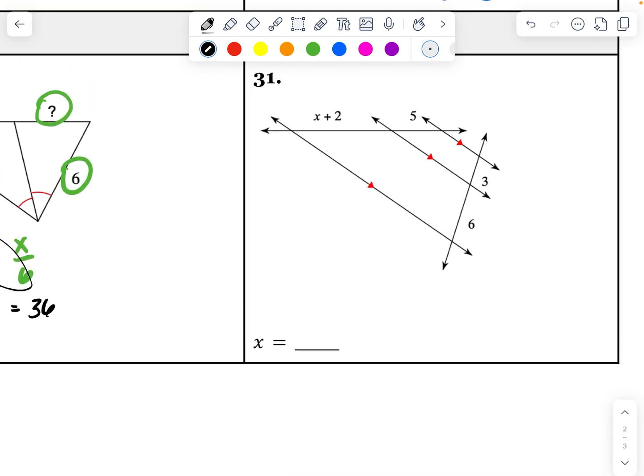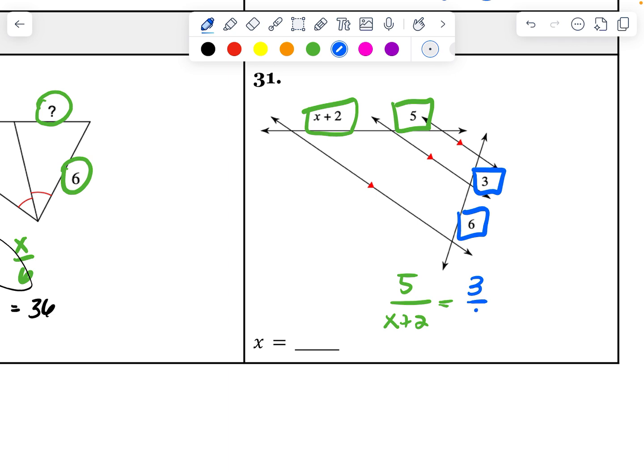Same idea. We can do part to part. So I'm going to do this one and this one. This one and this one. All right, it is a half again. You can see it's just a divide by 2, but I've got a variable, so that's a little harder to do. I'm going to do 5 over x plus 2 equals 3 over 6.